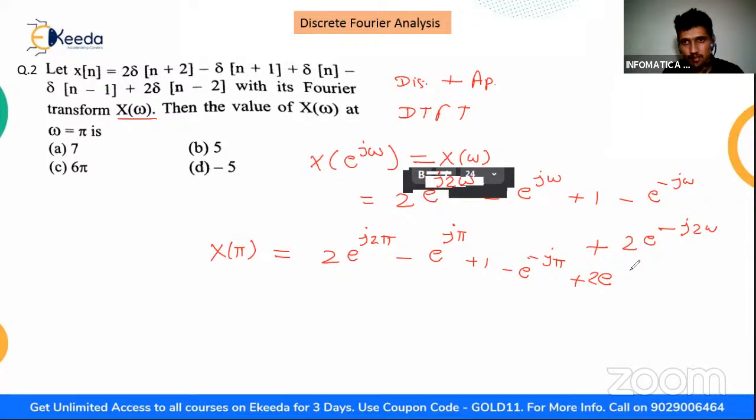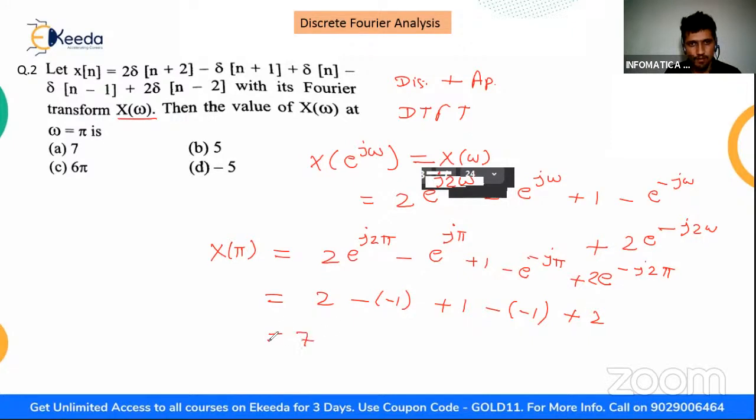So this will be basically e to the power minus j 2 pi. Since this will be 1, so 2, and then this will be minus 1. Minus 1. Then this will be plus 1. Then this will again be minus 1, because if you expand this, cos pi plus j sin pi, then you will get plus 2, and this will be 1 to the power minus j 2 pi. So final will be 2, 3, 4, 5, and then 7. So the answer will be 7, which is A.